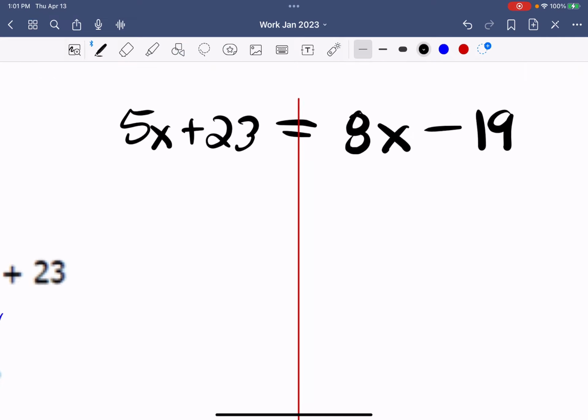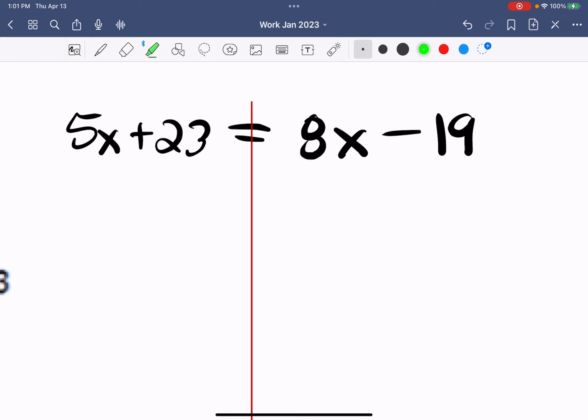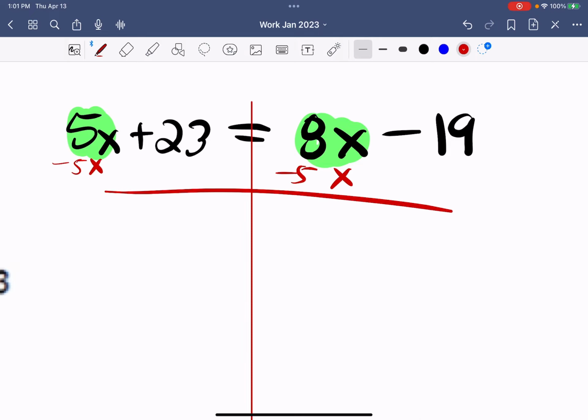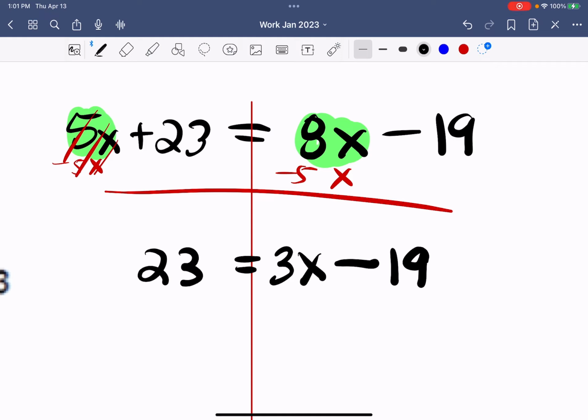All right, so the most important part when you're solving for x, look for x. I have 5x and I have 8x. When you have x on both sides of the red line, then you're going to subtract because they're positive, and it's easier to subtract the small one. So 5 is smaller than 8, so we subtract 5x. 8 minus 5 is 3, and you write an x next to it. And bring down the negative 19, and on this side, bring down the 23.